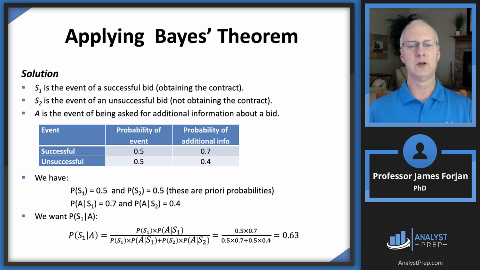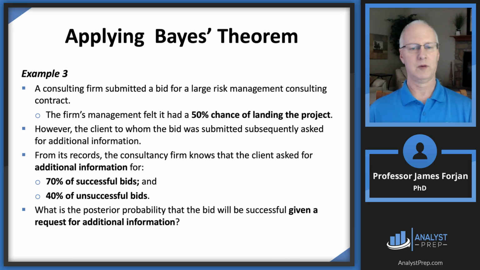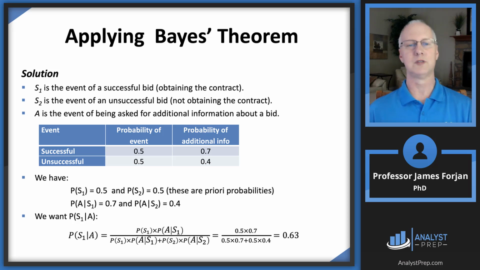And so all we need to do is apply those probabilities into the numerator and the denominator, and that refines us back up to 63%. Because what do we know back here? Given a request for additional information, you're tempted to jump that up to 70%, right, but it doesn't quite go there. It goes to 63%.